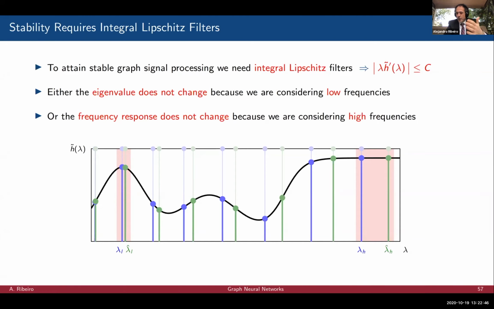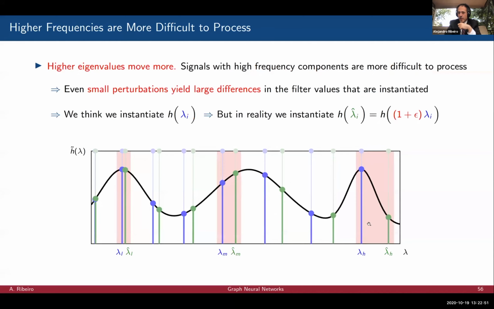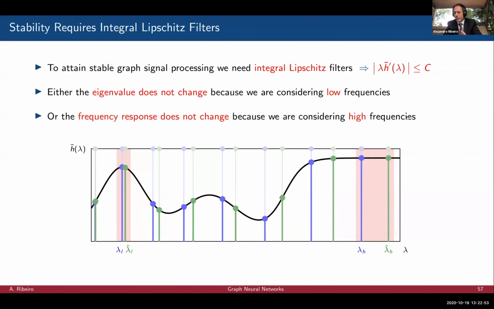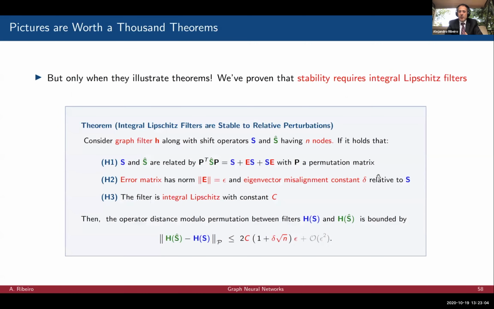But anyway, I could call this the proof of the theorem for the particular case of dilations. And actually, if I consider dilations, this is how I would prove the theorem. I would just make this observation. At low frequencies, the eigenvalues don't move. At high frequencies, the filter doesn't move. But anyway, pictures are worth 1,000 theorems, but only when we have theorems. But we have proven the stability theorem. So it's not like I'm talking in the air here. So this can be substantiated mathematically, okay?